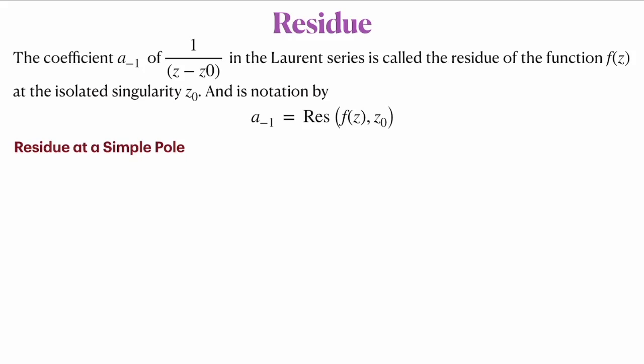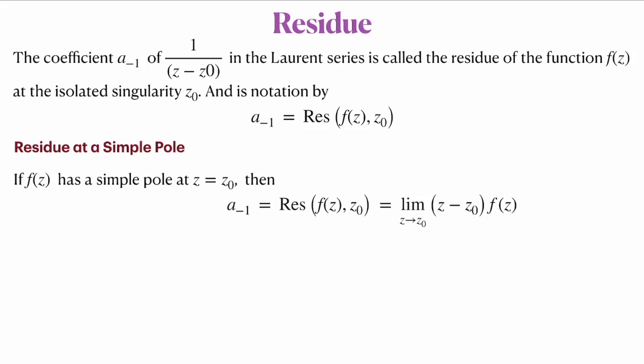Let's look at some of the methods for how to calculate the residues. If a function f of z has a simple pole at z0, then the residue a minus 1, that is residue of f of z at z0, can be calculated by taking the limit z going to z0 of z minus z0 times f of z. So this would give the residue for the simple pole.